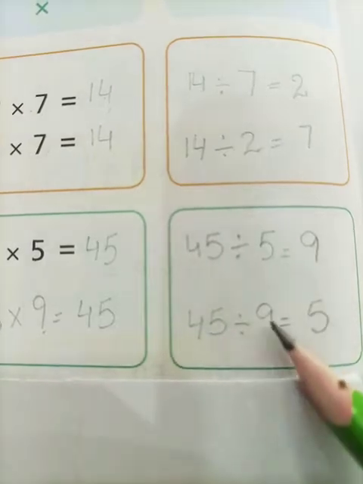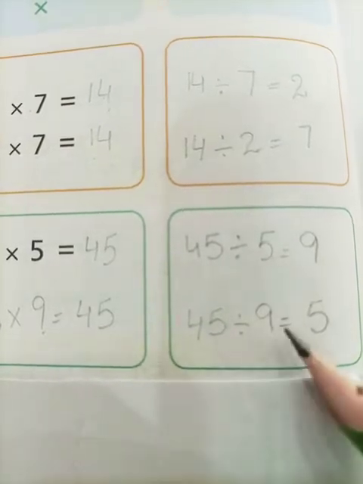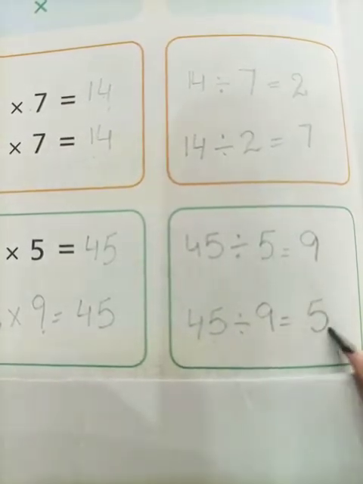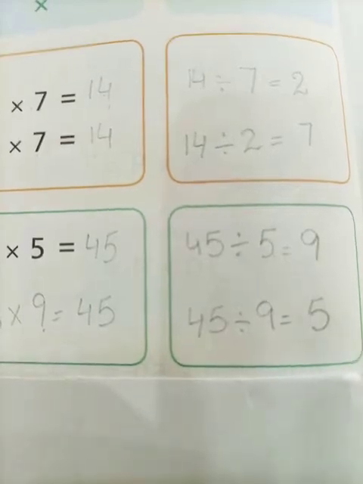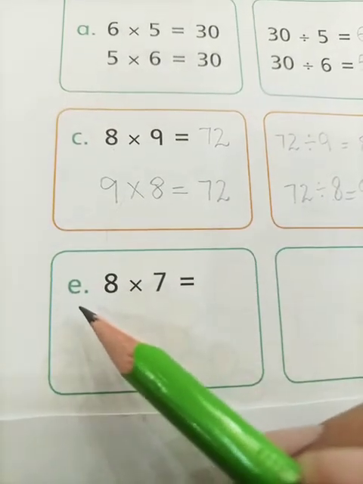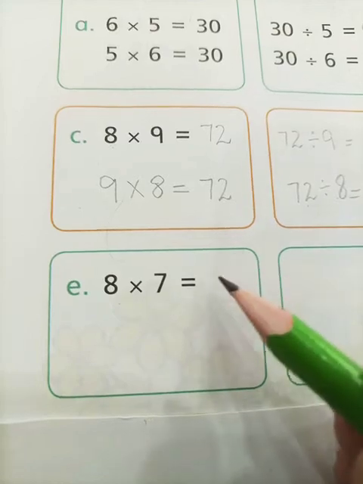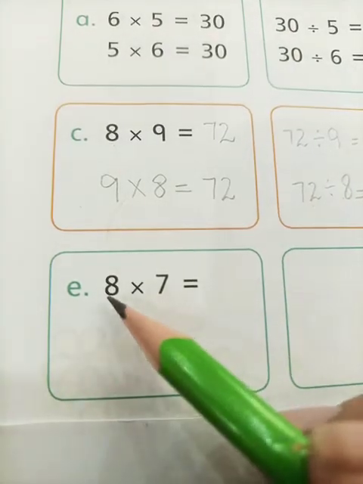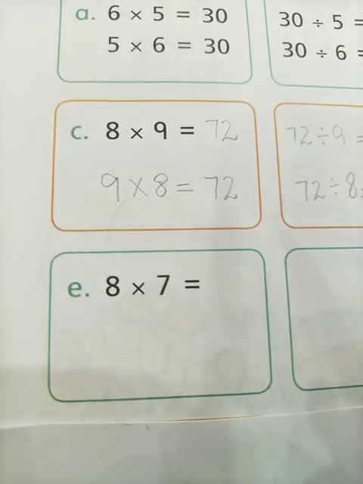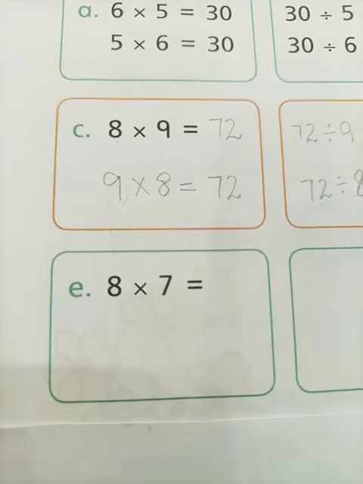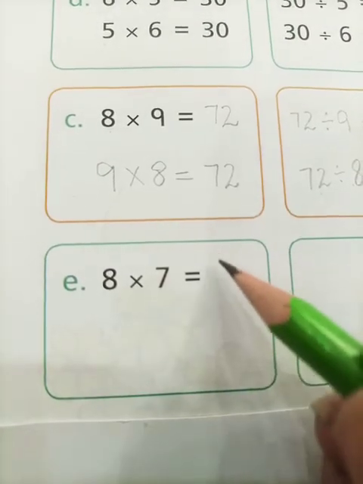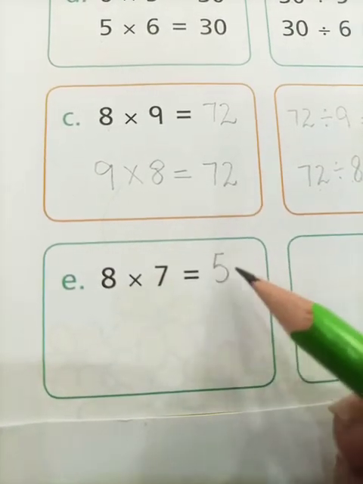Okay, because in the table of 9 we get 45 on which number? 5. Okay. Now students, here is our part D. 8 7s are, tell me students, read the table of 8 till the 7. 8 7s are, yes, our answer is 56.